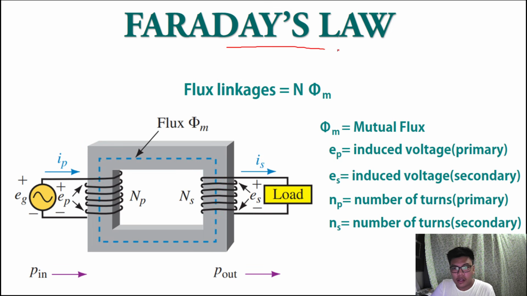So, using Faraday's Law, okay. So, ito yung mga ginamit natin. So, yung ating phi sub M, that is the mutual flux. And E sub P, induced voltage in the primary. E sub S, the induced voltage in the secondary, N sub P, the number of turns in the primary side, number of turns, yung bilang nung pulupot ng wire, ano? The number of turns in secondary, N sub S, ano?